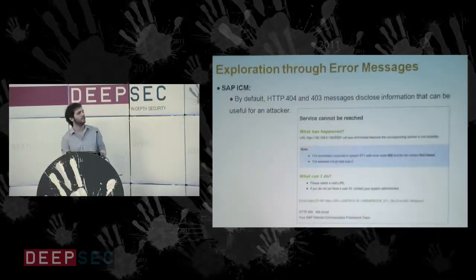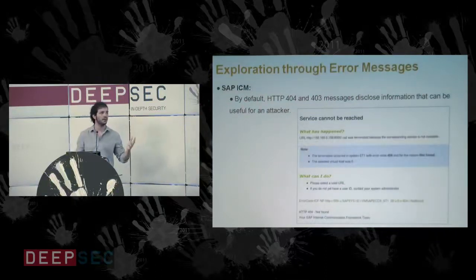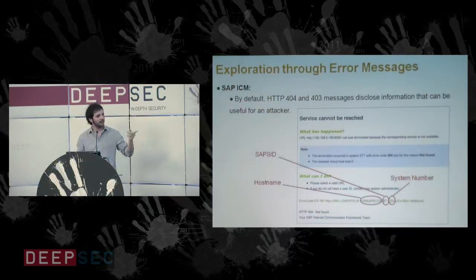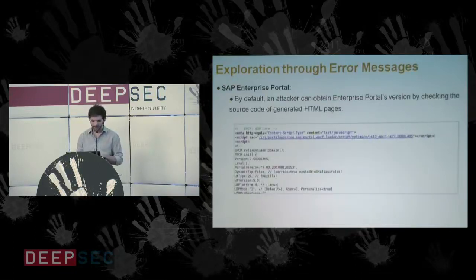In the ICM, it's pretty much the same. You can trigger 404 or 403 messages, and there is a disclosure of information here. You can see the host name. You can see the subsystem ID that is very useful for some further attacks. This will be the name of the system, and also the system number. In Portal, it's also very easy. Just right-click, view source, and you have the exact version of the Portal runtime in some HTML comments.